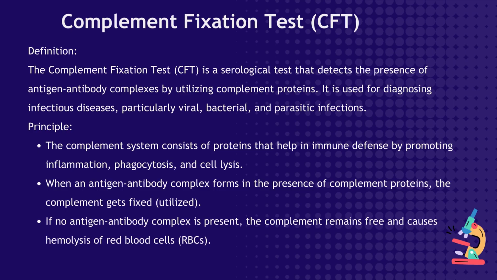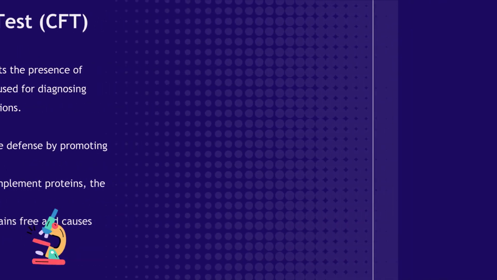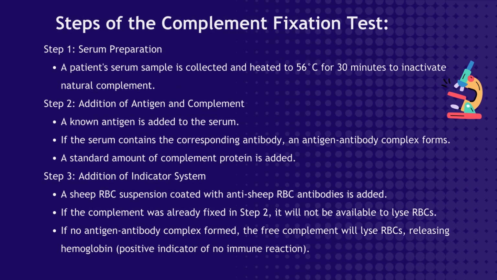Principle: The complement system consists of proteins that help in immune defense by promoting inflammation, phagocytosis, and cell lysis. When an antigen-antibody complex forms in the presence of complement proteins, the complement gets fixed, utilized. If no antigen-antibody complex is present, the complement remains free and causes hemolysis of red blood cells (RBCs). Steps of the complement fixation test.